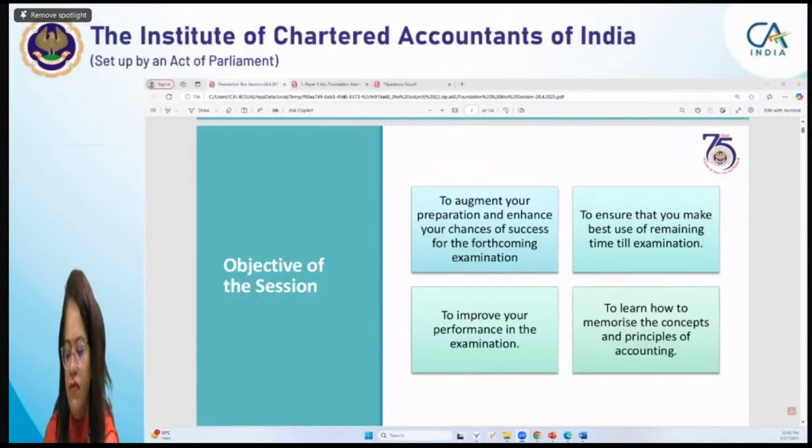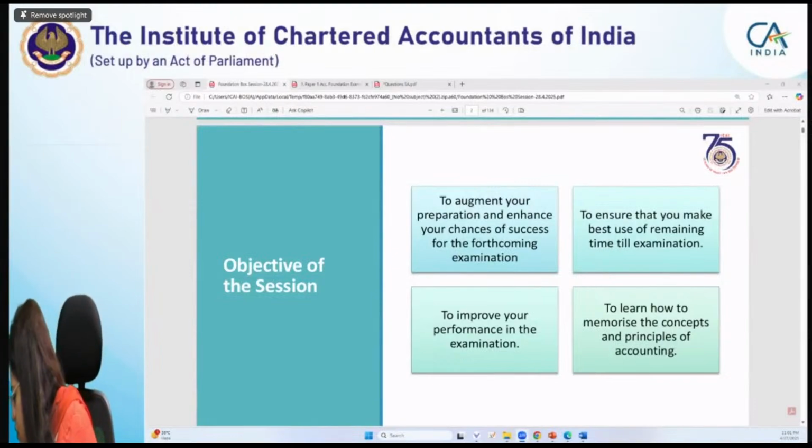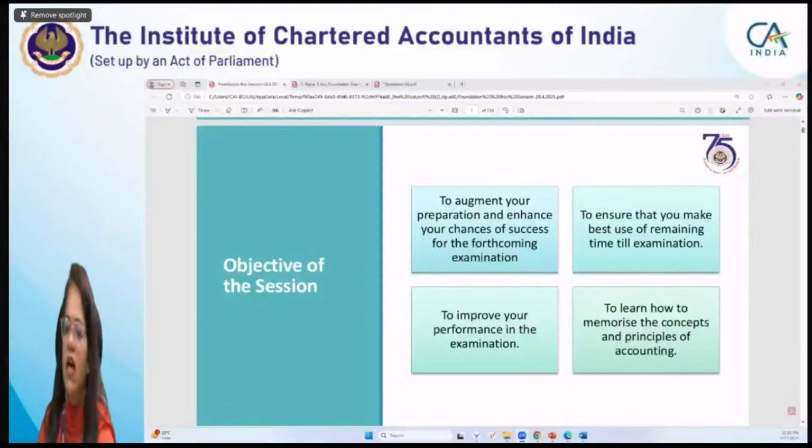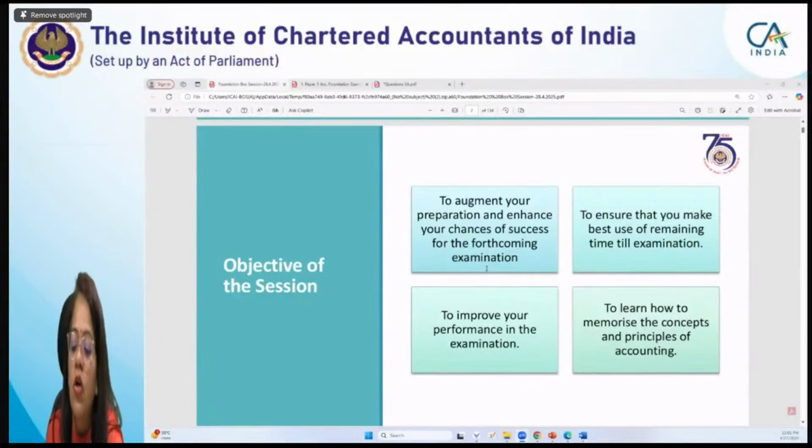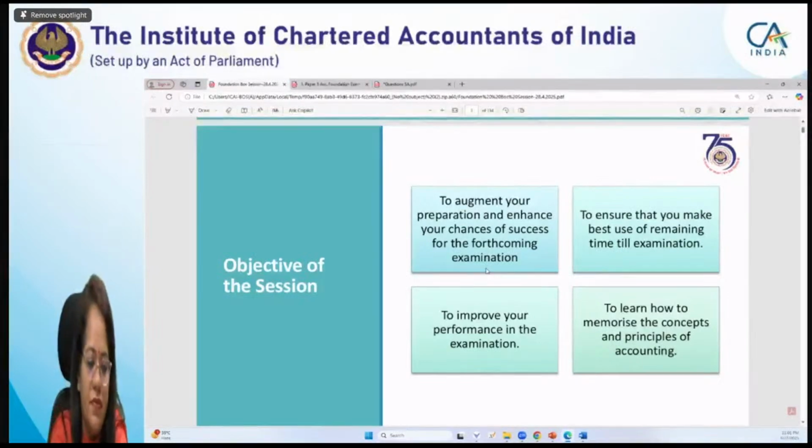I've told you briefly about your syllabus, what is all there in your syllabus, and how it should be dealt with, how to resolve the paper at this stage, how to perform in the paper. We'll all discuss in this session. My objective of this session is to help you with the preparation and enhance your success chances in your exam.